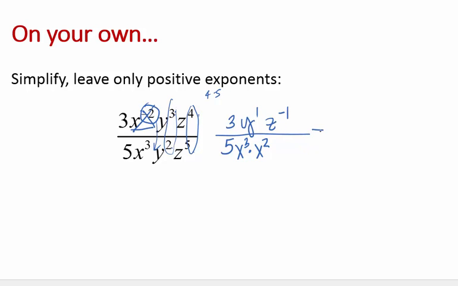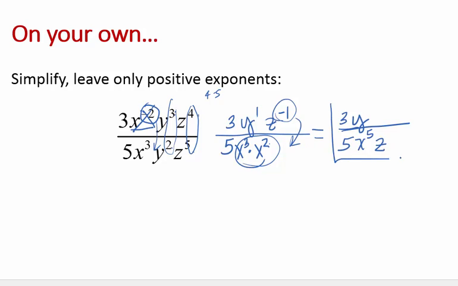Now let's do some simplification. 3 and 5 have not changed. Y has not changed. I can combine x cubed times x squared. Remember, I add the powers if they're side by side. So this is x to the 5th. But this negative 1 power, how do I get rid of that? I move it down. So that just becomes z, and I can put the 1, but I don't have to. But this is my answer.